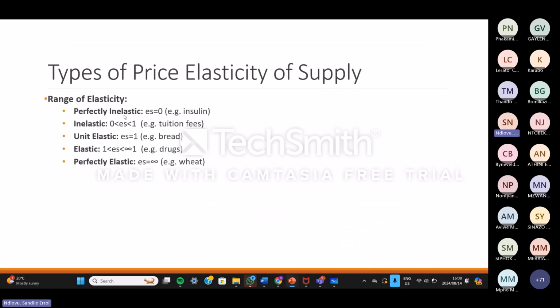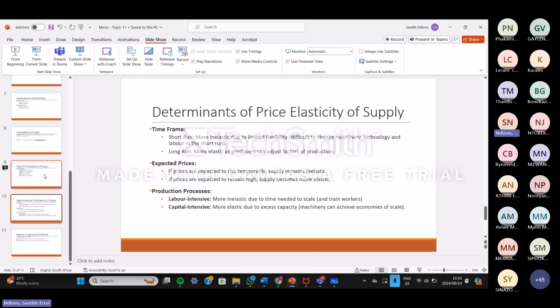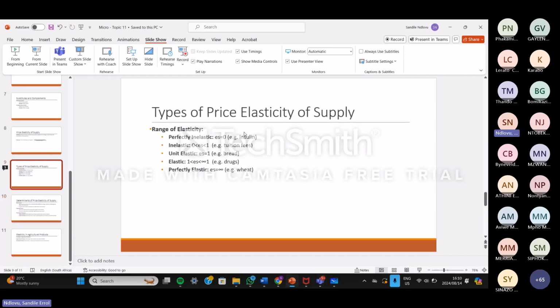That a perfectly inelastic supply curve occurs in the market for insulin, inelastic tuition fees, and I spoke about these examples, bread, drugs, weeds, etc. But then try to understand the shapes of the supply curve. All right, so I spoke about this slide.